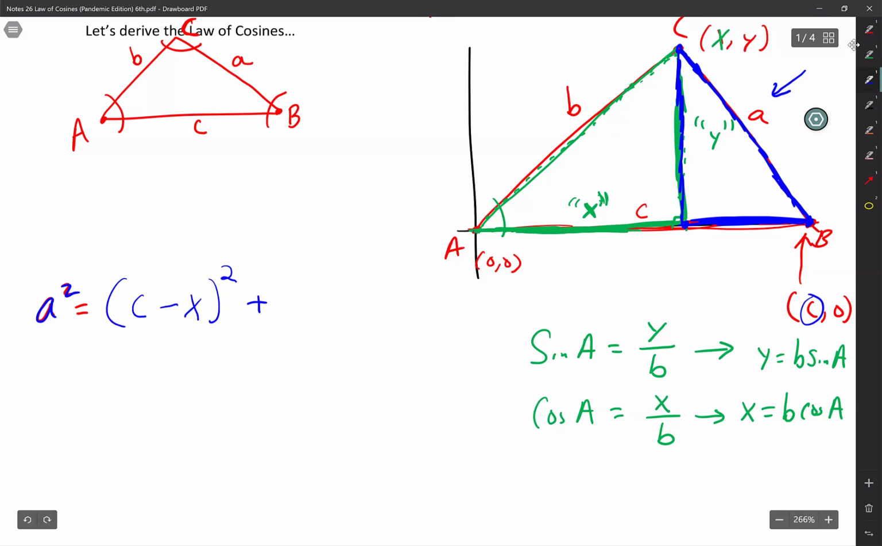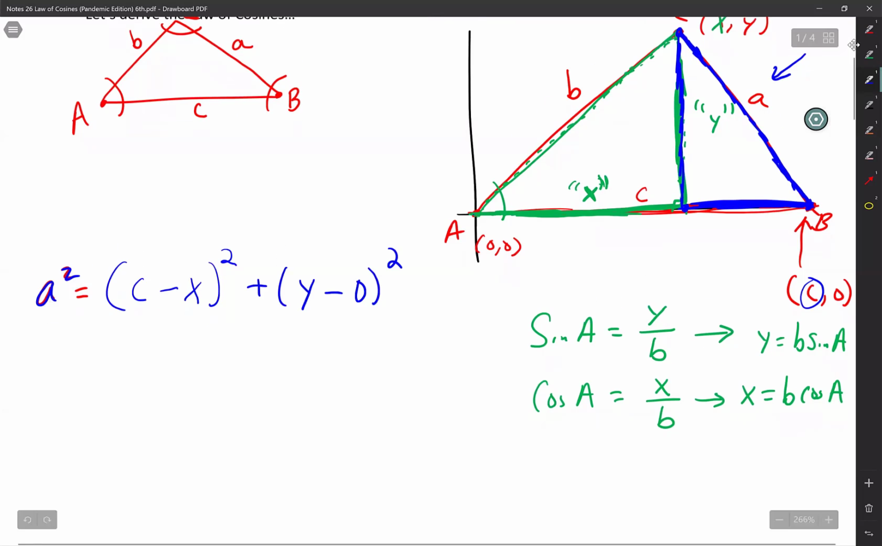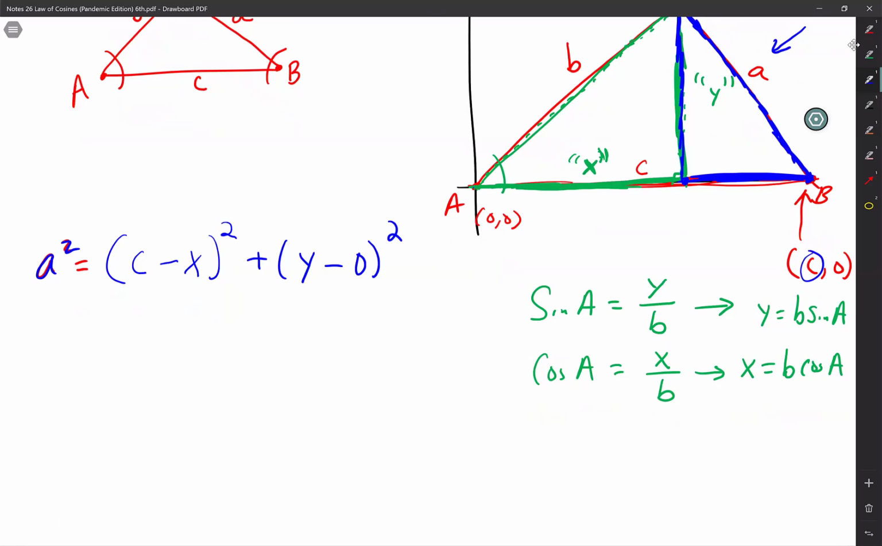Plus, now I need my vertical displacement. Well, the top part, where vertex C is at, that's just a Y value. And then the X-axis, that's 0. So I can write Y minus 0, close it with a square on. So there it is, guys. There's my equation. And now I'm just going to substitute. I don't want to see this in terms of X and Y. I just want to see the letters A, B, and C.